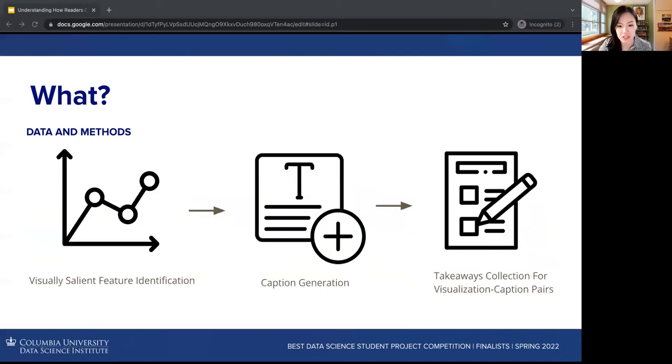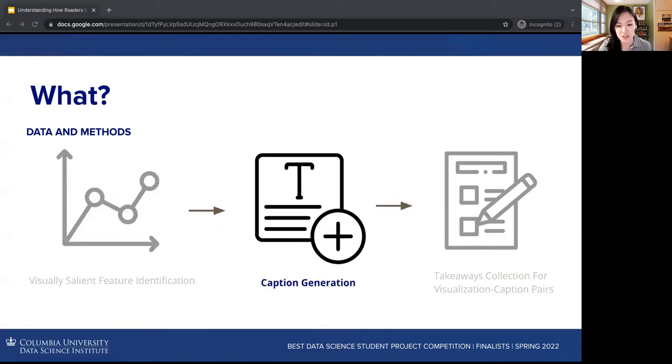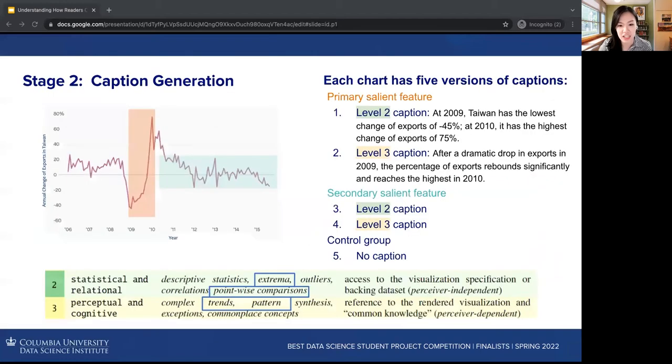The first part is to identify the visually salient features of the charts. To do so, we distributed a survey that asked participants to mark the primary and secondary visually salient features for different charts. And after obtaining those features, we generate different semantic level captions accordingly. Here's the sample visualization we used in our experiment.